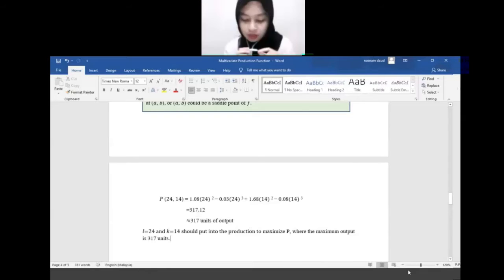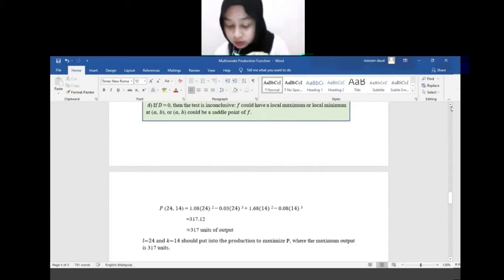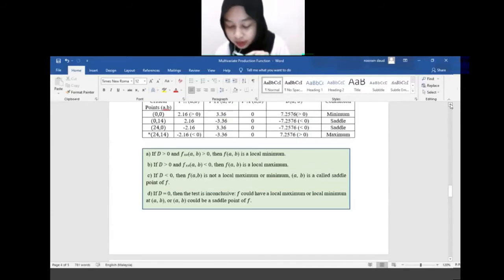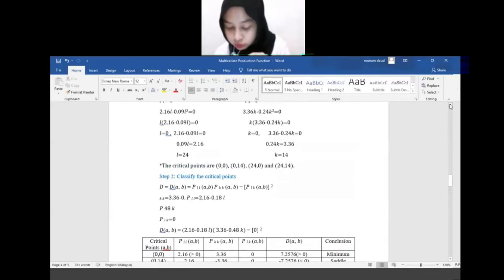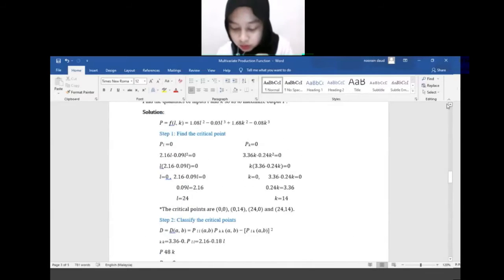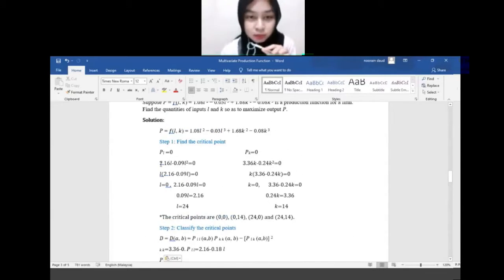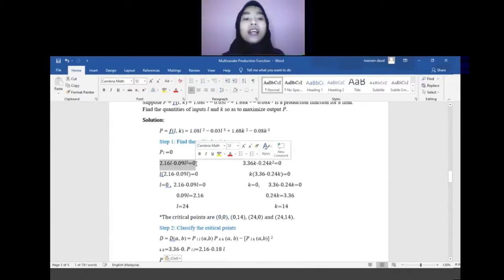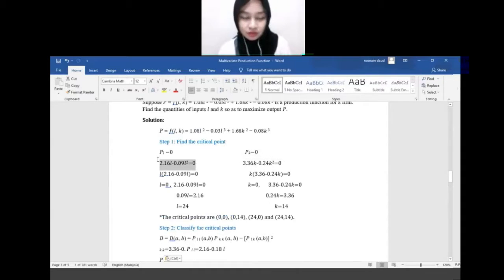Sorry, Atika, may I ask you, where did you get 2.16L minus 0.09L squared equals 0? Is it the same as example 50? This one, right? Yes, it's from example 15 that Sergi already explained, but I will explain it again.